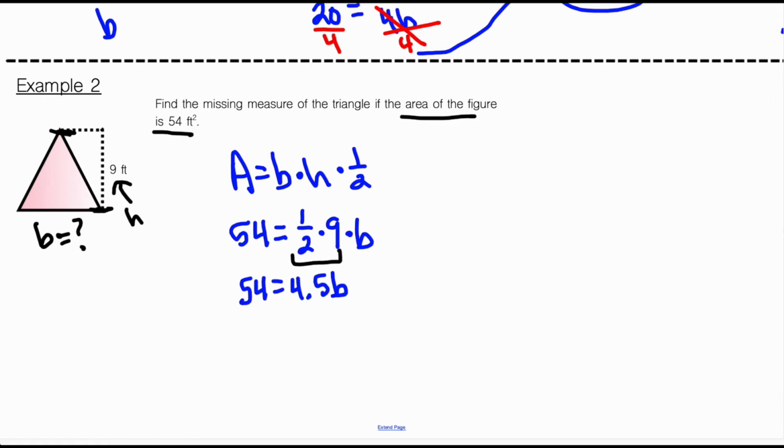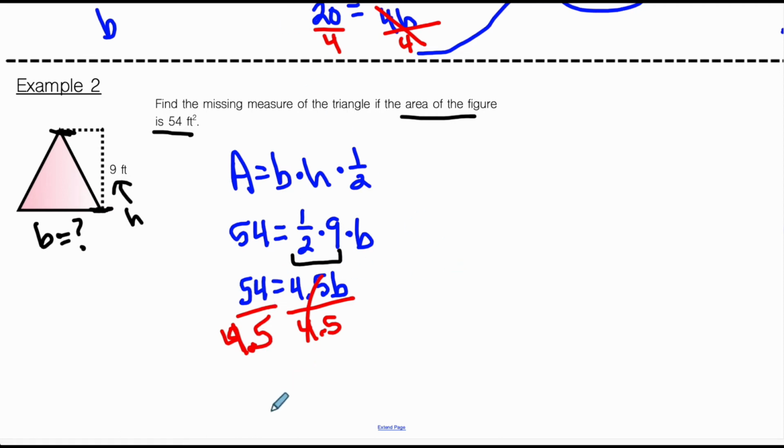So then my last step here, hopefully you following along can answer what the last step is. I'm going to divide both sides by 4.5. So divide by 4.5, because that's the opposite of 4.5 times b. And whatever you do to one side, do to the other. That is supposed to be a 4.5. Very sloppy. Tisk tisk.